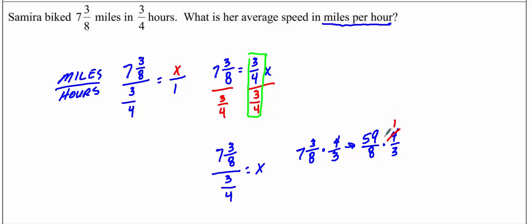We can simplify. That becomes a 1. That becomes a 2. We get 59 over 6. 59 times 1 is 59, 2 times 3 is 6. We don't want to say Samira bikes 59/6 miles per hour. Nobody's going to make sense of that, so we need to do one last step. 59 divided by 6. 6 goes into 59 9 times. 9 times 6 is 54, and 5 left over. So we know that her speed is 9 5/6 miles per hour.